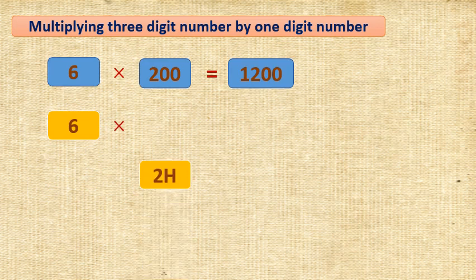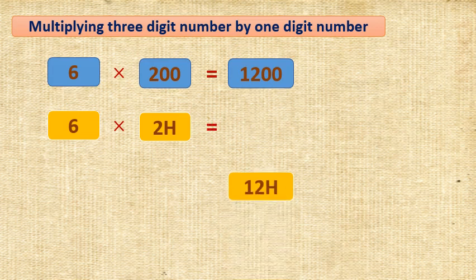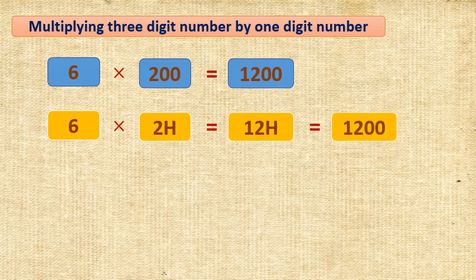Then 6 multiplied by 2h. 2h means 200, equal to how much? 6 2s are 12. So 12h. 12h means how much? 1200. Correct? 100 has 2 zeros. So we have replaced this h by giving 2 zeros.